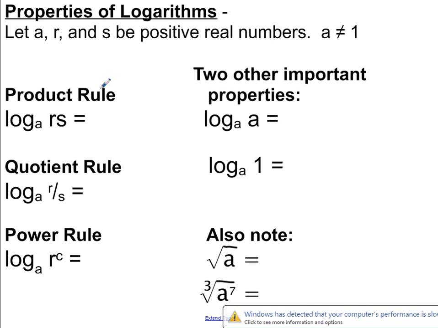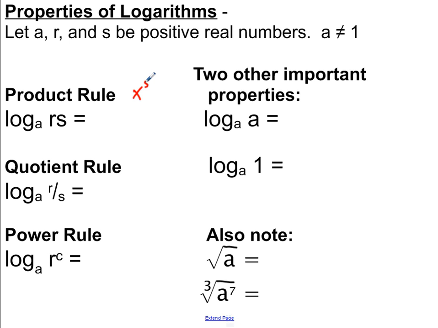Product rule looks like this. It's kind of like the exponent rule. We've got something like this: x to the fifth times x to the sixth. You add those exponents, right, when you have a product. So these are exponents. They're logs. All right. So when we take the log of a product, we're going to add them because logs are exponents, right? So we've got something like this. Log base a of rs is equal to log base a of r plus log base a of s.